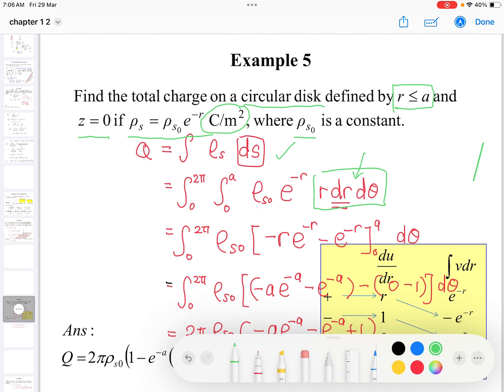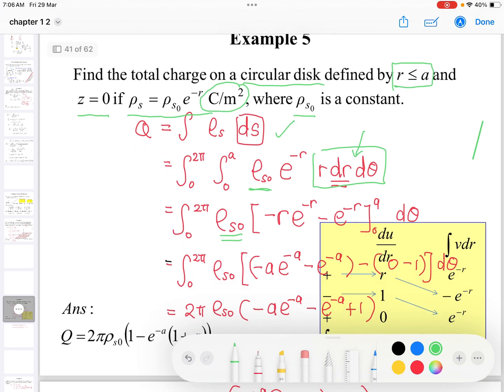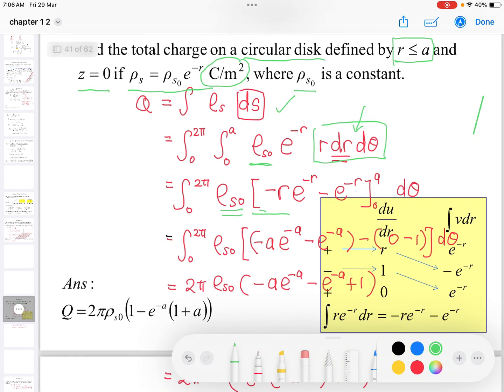Now you have to perform integrations. This is a constant, so you can take it out. So this is the result of the integration. The solution is over here. We are using this technique. You can look at the solution here. I'll just take this and insert it here. You may want to refresh how to perform the integration using this technique.